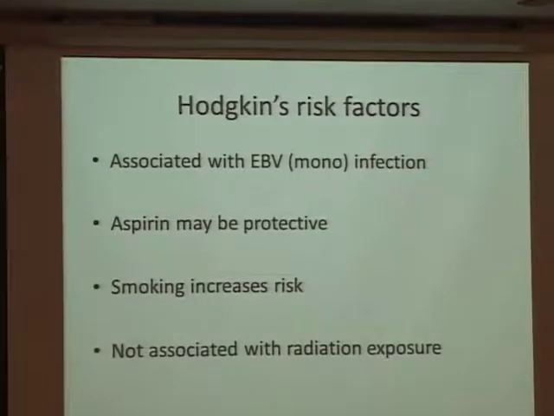Next slide. So if we know how to treat it pretty well, where does it come from? That's the next thing. You know, if you can treat it, what you really want to do is prevent it from happening. And we don't totally understand what causes lymphoma, but we know there are some things associated with Hodgkin's lymphoma, okay? So there's mononucleosis, or Epstein-Barr virus. People who've had mono or EBV infections are more likely to get Hodgkin's lymphoma. Aspirin seems to be protective. Smoking increases the risk. Don't smoke. We know that clearly is bad. And it has not been associated with radiation exposure.